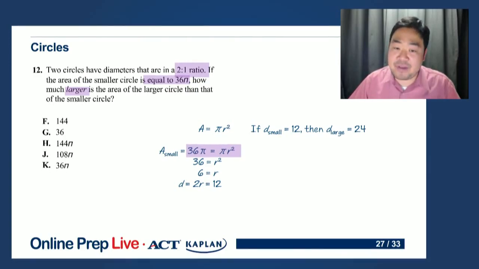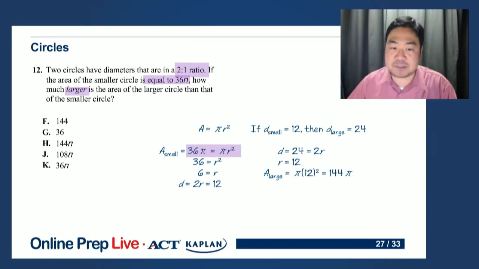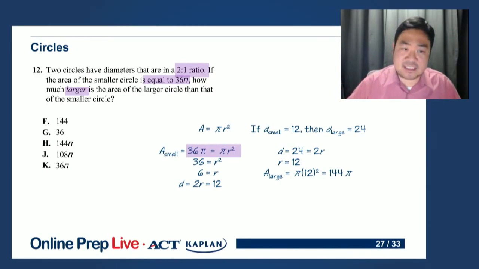Then we need the area of the larger circle. The radius of the larger circle is going to be 12. And then to find the area, it's going to be 144 times pi. Are we done? Choice H gives us the area of the larger circle.